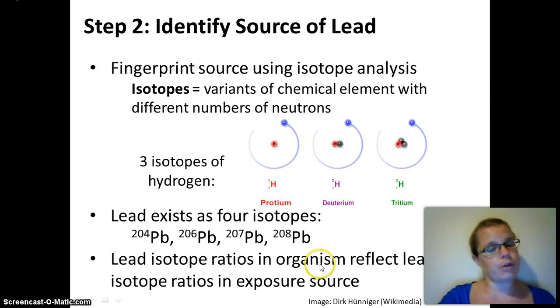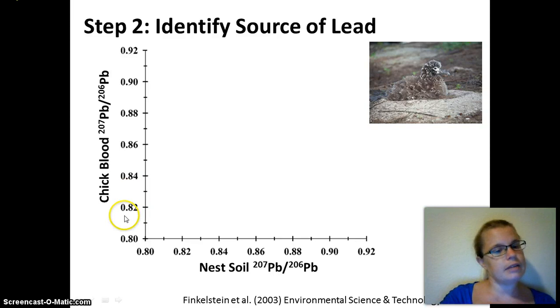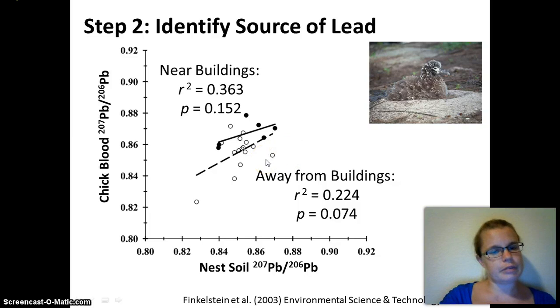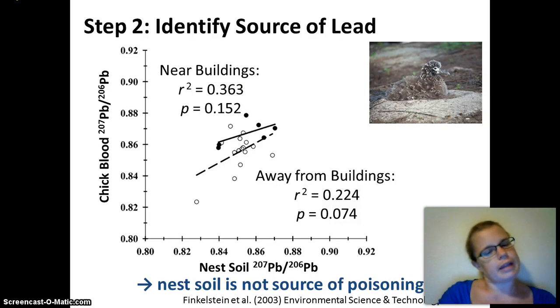The lead isotope ratios in the organism reflect the lead isotope ratio in the exposure source. We also use isotopes for figuring out what animals are eating, where they've been living, all kinds of different things. It's a really useful technique. So she was able to collect lead from the blood of chicks and figure out its lead isotope ratio, and collect lead from the nest soil to figure out its isotope ratio, to determine if the isotope ratios were close enough that the chicks were probably getting lead from the soil in their nests. As you can see here, there is a relationship. R squared of 0.36 near the buildings, 0.224 away from the buildings. Neither one has a p-value of less than 0.05, so it's not significant. So that seems like it's not too likely that the nest soil is the source of the poisoning.